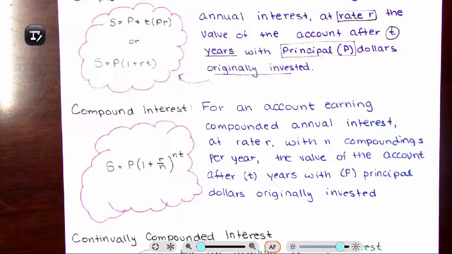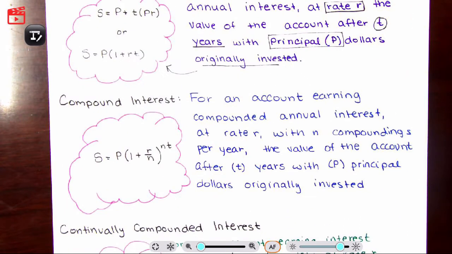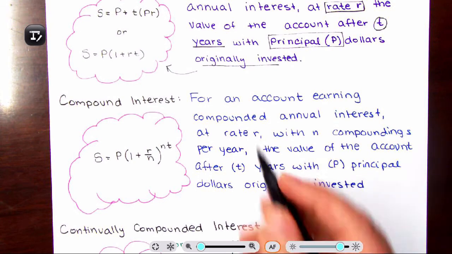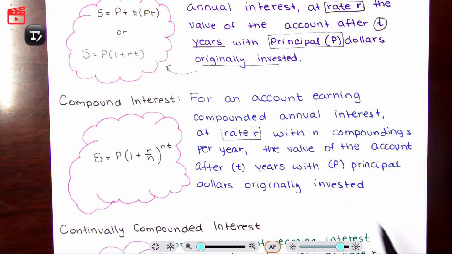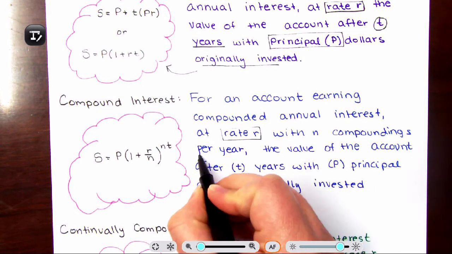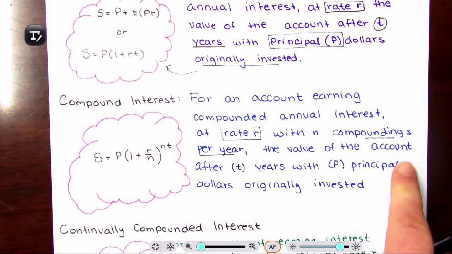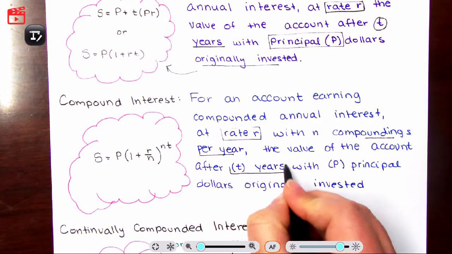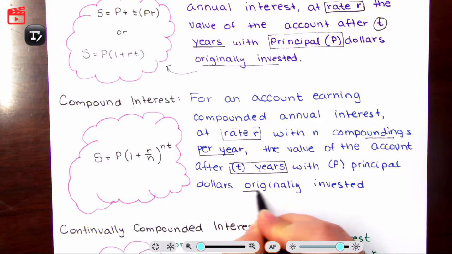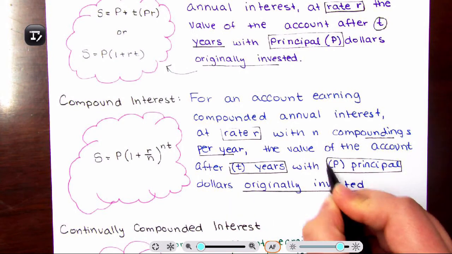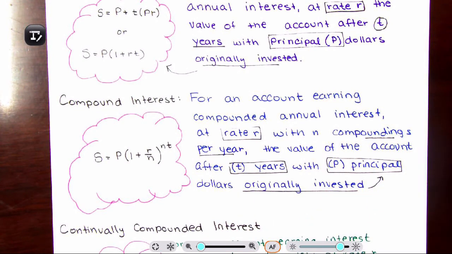Let's talk about compound interest. For compound interest, it is for an account earning compounded annual interest at rate R with n compoundings per year. The value of the account after T years with the principal, which is the original dollars invested. The principal, for me, for some reason, originally when I heard the term principal, I'm like, what the heck does that even mean? It's just the original value, A sub 1.